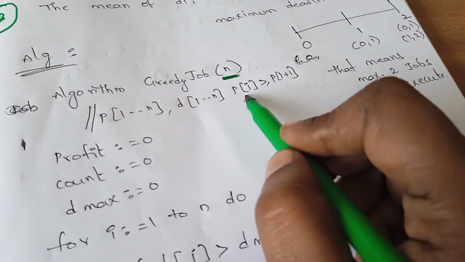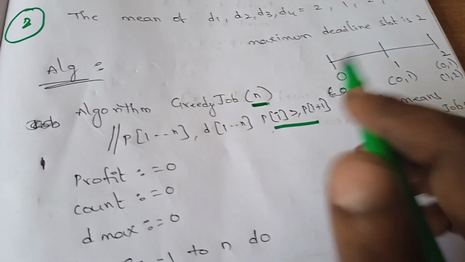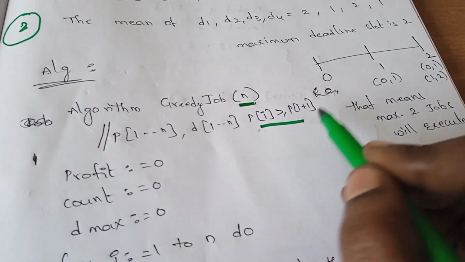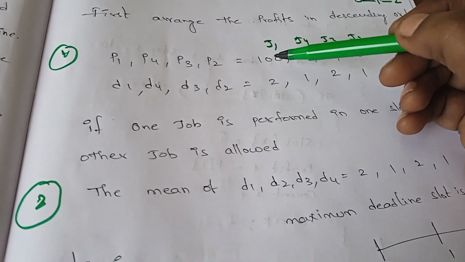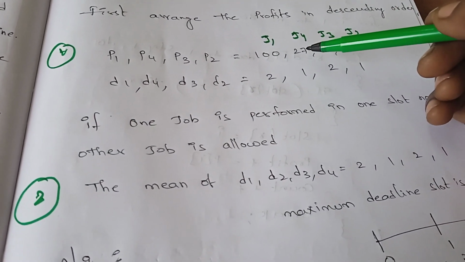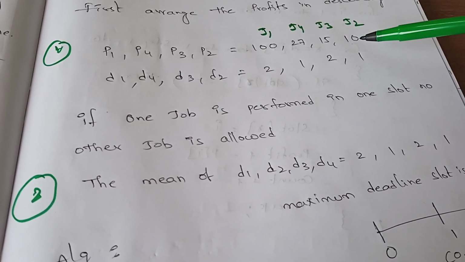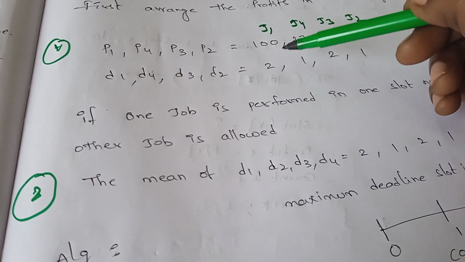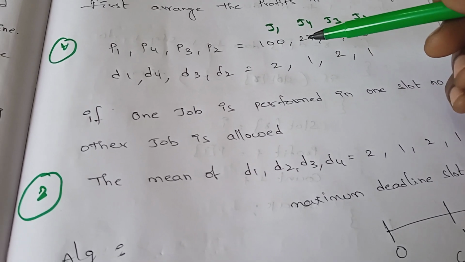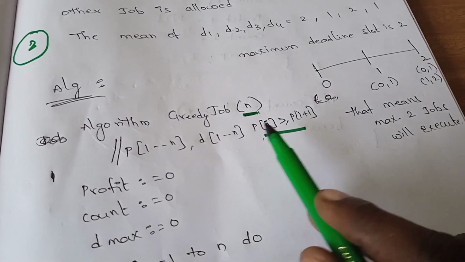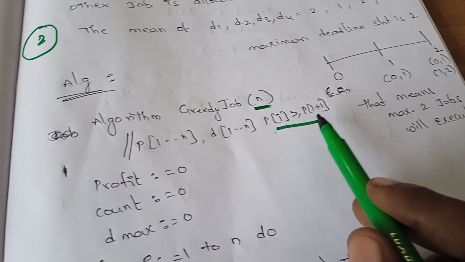Now look at this. This is a very important condition: P of I greater than or equal to P of I plus 1. That's what we did here. We'll check whether P of I is greater than P of I plus 1. So always P of I should be greater than the next element. We'll arrange the elements in such a way, right?